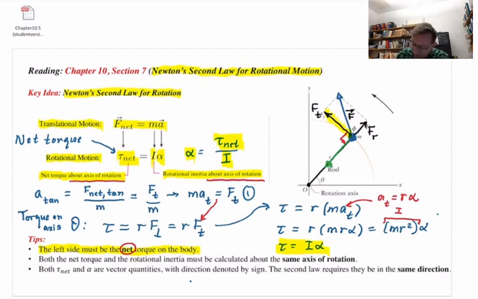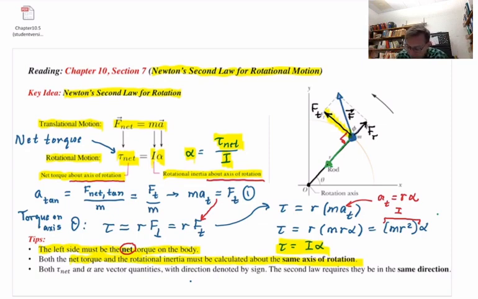Next, both the net torque and the rotational inertia must be calculated about the same axis of rotation, because they both depend upon where the axis is. So they must be calculated about the same axis so that the two sides of the expression remain equal.